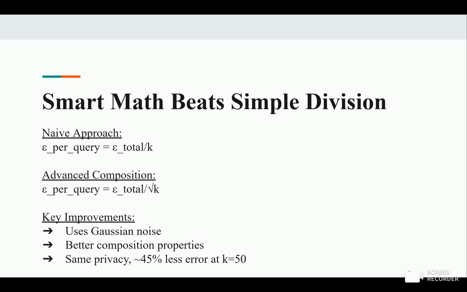Advanced composition is based on a tighter mathematical analysis. Instead of each query getting epsilon over k, they get epsilon over square root of k, which seems like a small change, but it's huge. For example, with 50 queries, naive gives each query epsilon over 50, while advanced composition gives about epsilon over 7. That's literally 7 times less noise. We also use Gaussian noise instead of Laplace because it has better composition properties. The result is 45% less error with the same privacy.